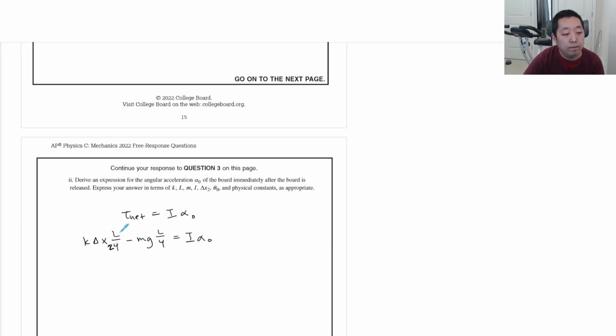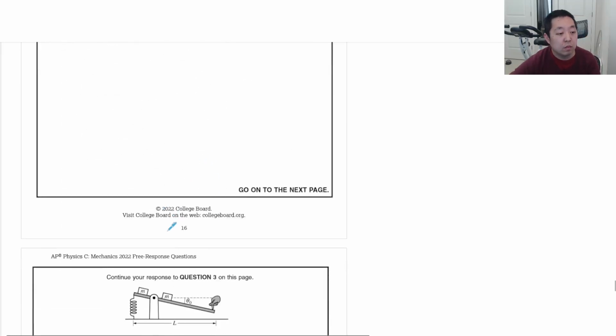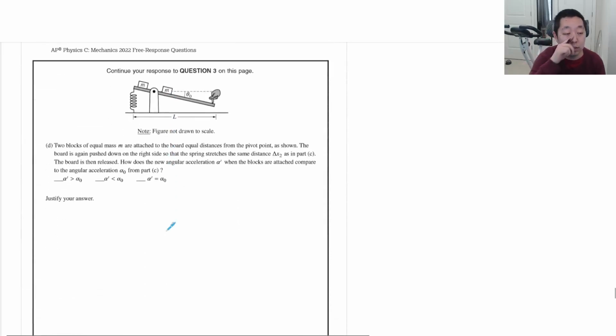Yeah, I think I just divide by I. So I could factor out an L over 4, K delta X2 minus mg, divided by I, is equal to alpha 0. And that would be fine. Am I allowed to use anything weird? I think that's it. That part was pretty easy. 2 blocks of equal mass are attached to the board at equal distances as shown in the point.